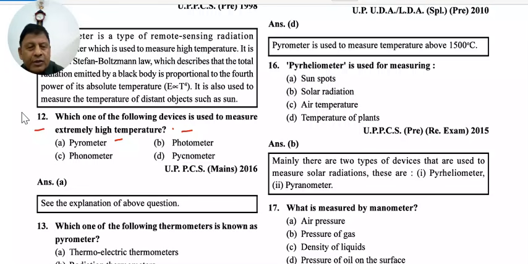Then come to this question. Pyrheliometer is used for measuring, so now remember, solar radiation. So the right response is B, solar radiation.